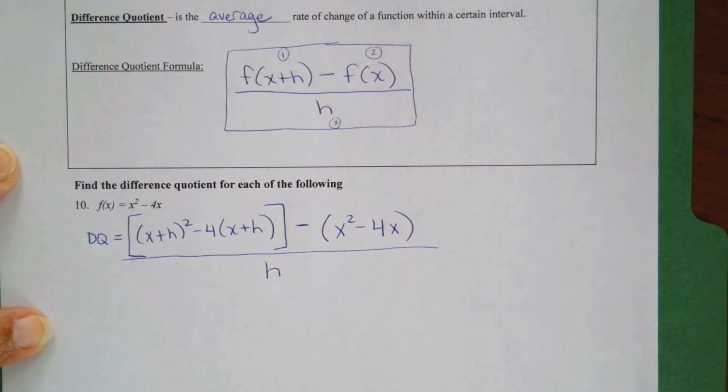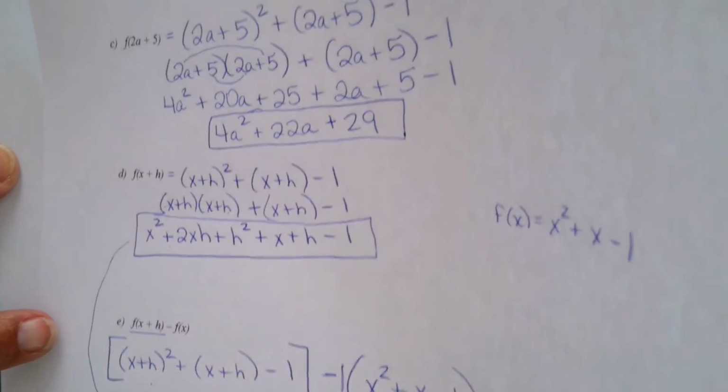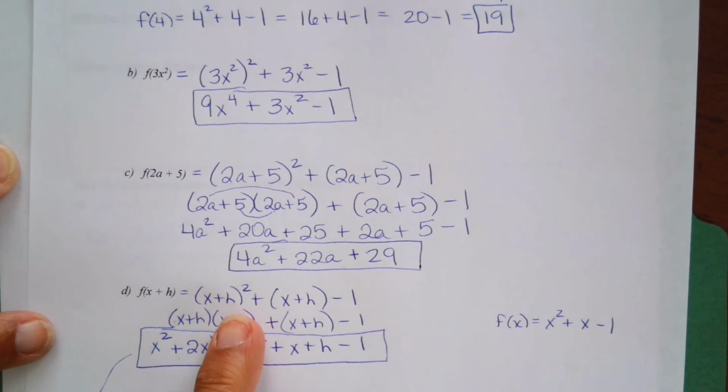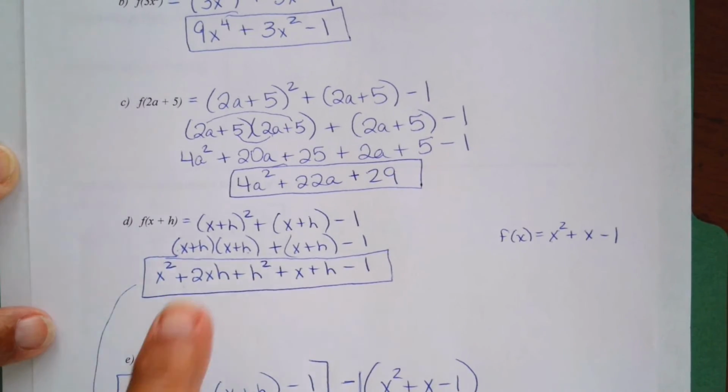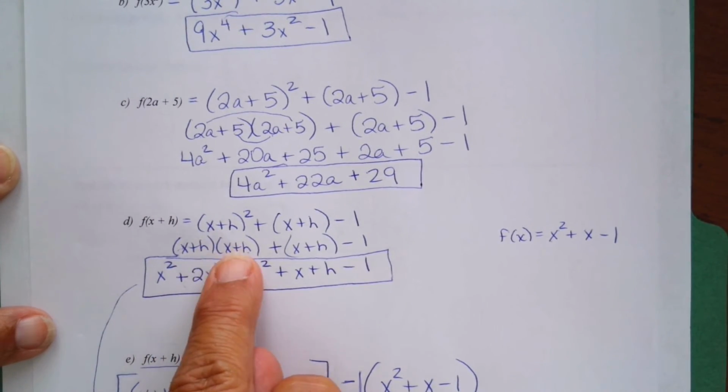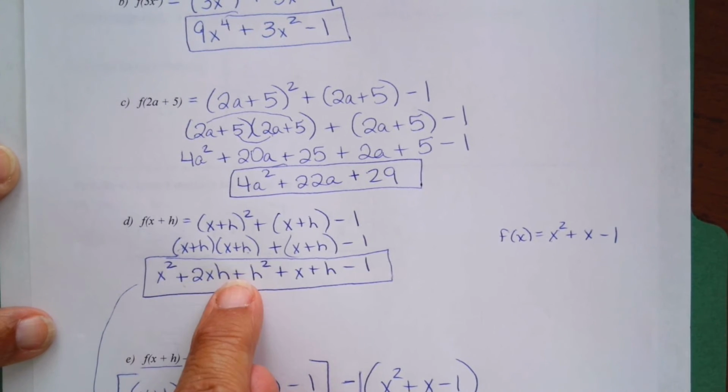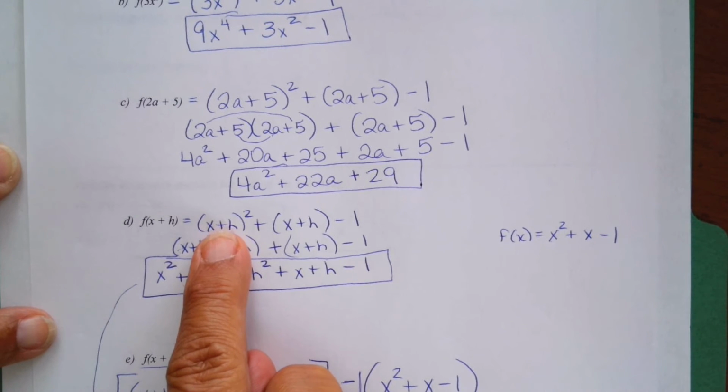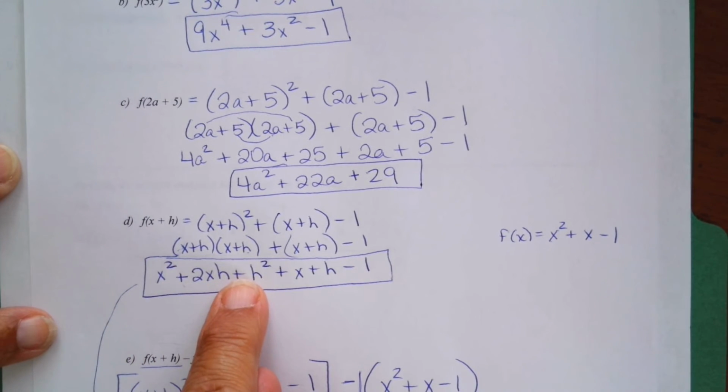So I'm not going to go through the steps with you again, but I'm just going to remind you on the page before. Remember we did x plus h squared. We FOILed it, and we got this. Okay? So I'm just going to use this now. I'm not going to keep doing it over and over again. So anytime you see an x plus h squared, I know that that's the answer.